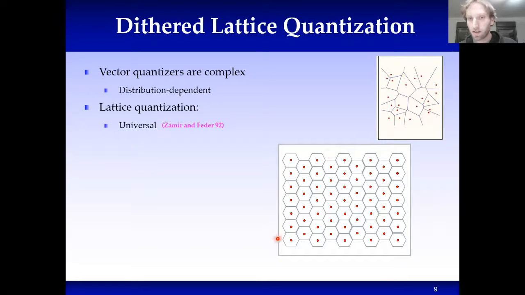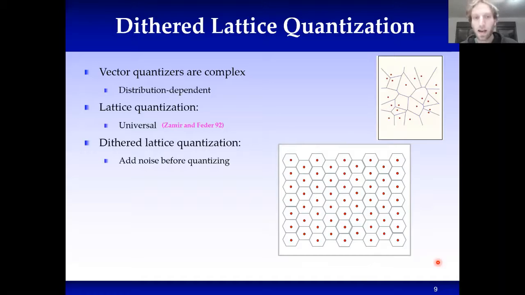Lattice quantization is a partition of the hyperspace which does not depend on the distribution. It's a constant partition, so it is universal. It is ignorant of the underlying distribution. But specifically, lattice quantization has some very nice properties, and it gives rise to the scheme called subtractive dithered lattice quantization, which operates in the following way. Let's say we want to quantize this vector, which is located here.